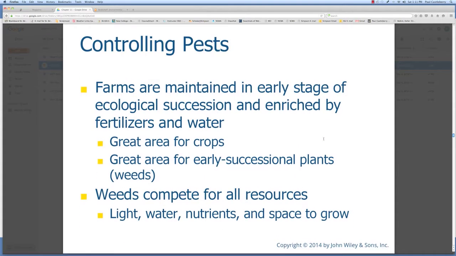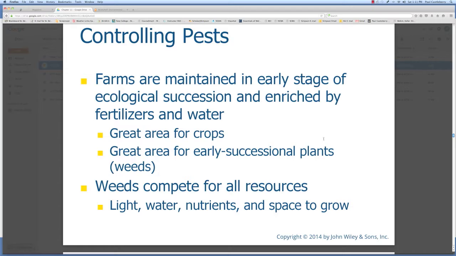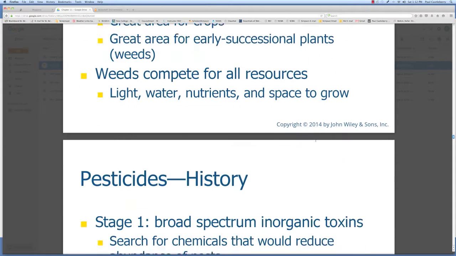Well, farms here are maintained in early stages of ecological succession. Again, we talked about ecological succession at the beginning of this particular video lecture. And they are really enriched or propped up by fertilizers and water. They're a great area for crops. They're also a great area for early successional plants, such as weeds. Weeds compete for all resources, such as light, water, nutrients, and spaces to grow.